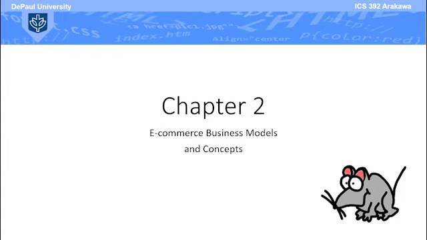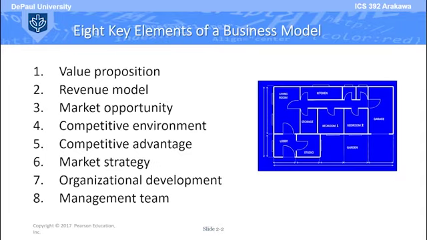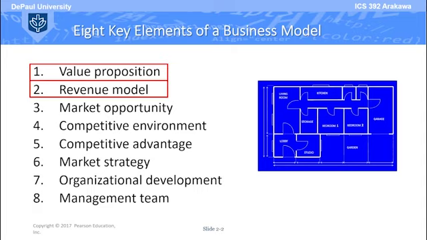In this video, we're going to look at Chapter 2, which includes business models, and we'll look at some of the components of a business model, and we're going to focus on how e-commerce affects specific parts of business models. We'll certainly mention the other parts, but we're going to focus on the areas that e-commerce has the most significant impact. So here are the different elements, and we're going to talk about each one, but we'll primarily focus on the value proposition and the revenue model.